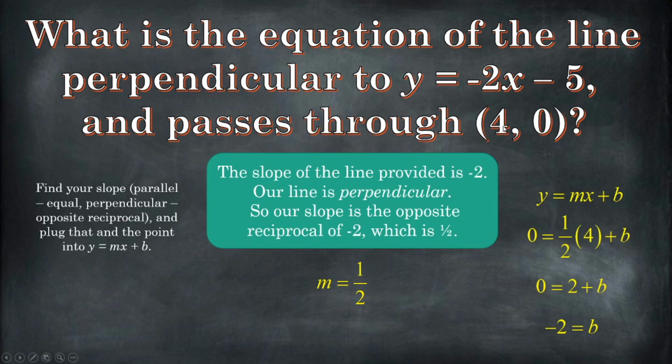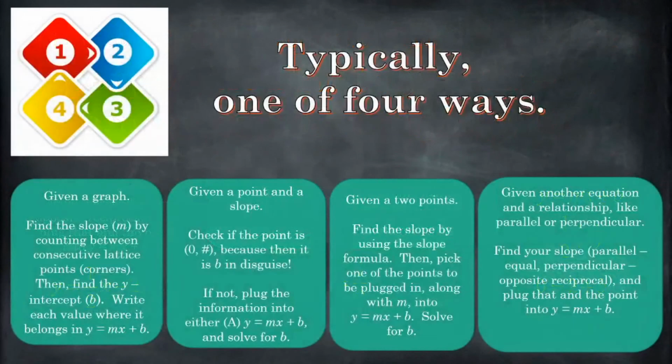So we have to plug these values in, 4 for x, 0 for y. Slope is 1/2, so the y-intercept is -2. Make sure you write your answer. y equals 1/2 x minus 2. Boom, you are done. There's all 4 ways, quick and easy.